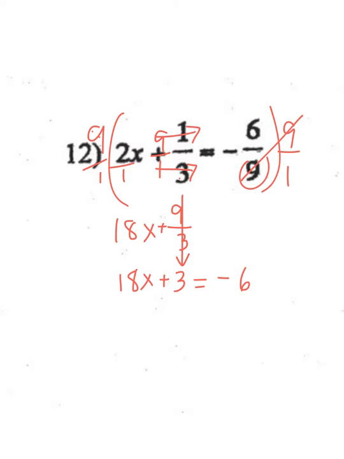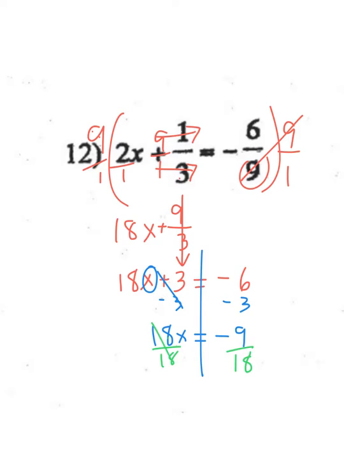Okay, so now I have my two-step equation. Here's my variable, so subtract 3, 18x equals negative 9. This is multiplication, so divide by 18, x equals negative 9/18, which can be reduced to x equals negative 1/2.